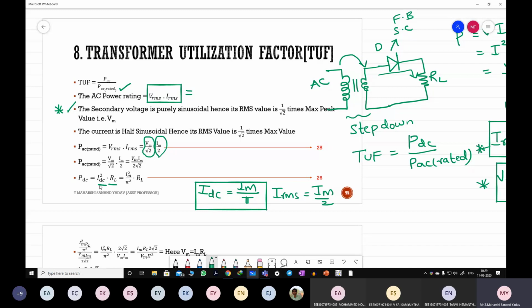So I got PDC. And PAC is VRMS into IRMS, where the standard voltage rating of the transformer is Vm by root 2 and IRMS is Im by 2. Now I have PDC as well as PAC rated. Substitute them in the TUF formula and tell me the answer.